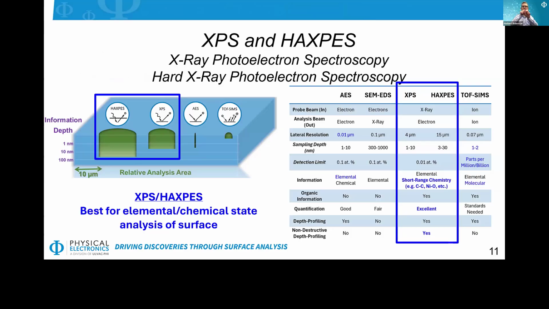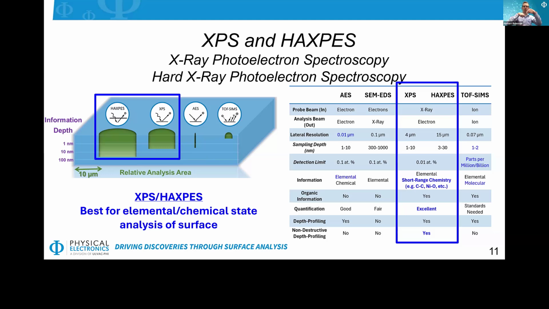Auger's strength in elemental analysis can be complemented with the ability to probe chemical bonds using another surface analysis technique, X-ray photoelectron spectroscopy, or XPS. XPS has a similar sampling depth as Auger and measures electrons from the sample surface using an X-ray beam. HAXPS, a mode of XPS in PHI instruments, uses X-rays with higher energy than conventional XPS for a larger sampling depth, up to 30 nanometers compared to 10 nanometers for XPS.